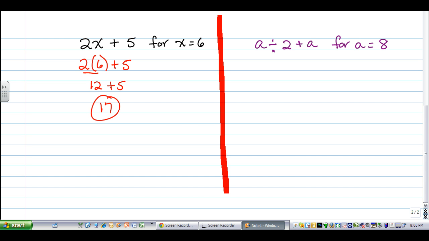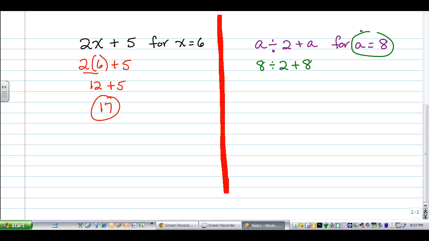Here's another example using a different variable. This time our variable is going to be the letter A. And you also can notice this time we have 2 variables. And over here it tells us that A is going to equal 8. So wherever there is an A, I'm going to put an 8. So you would have to rewrite this: 8 divided by 2 plus 8, replacing all of the variables with the number it says to replace it with.